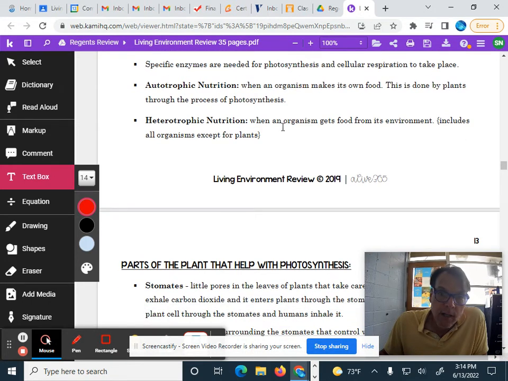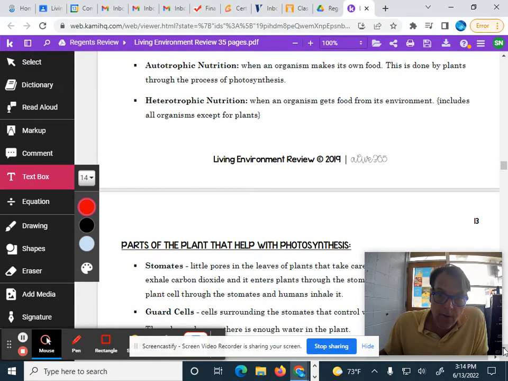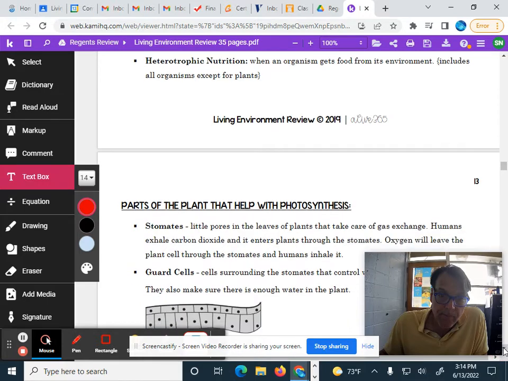Autotrophic nutrition is when organisms make food for themselves. Heterotrophic nutrition is when you have to go out and eat other things. Anything that's not an autotroph. So if you are an autotroph, usually plants, some bacteria like blue-green bacteria, okay, and some protists.